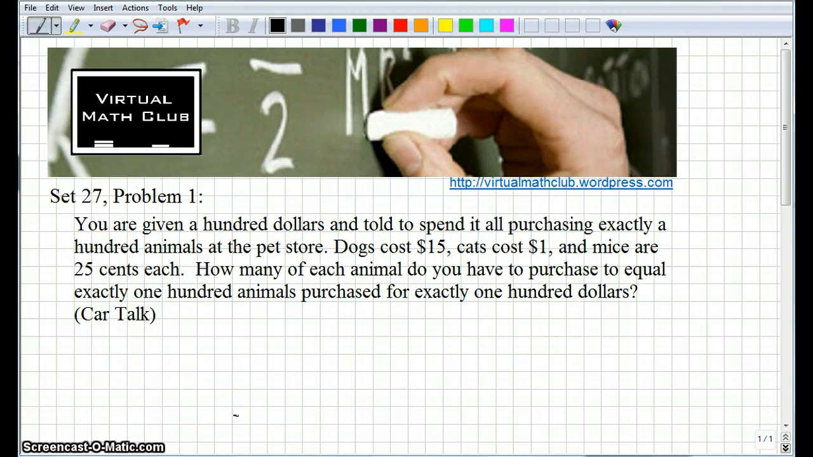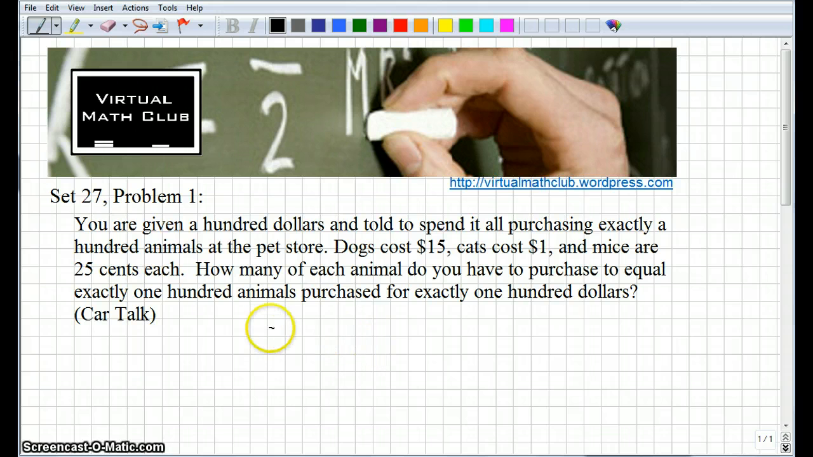All right, problem number 1. You are given $100 and told to spend it all purchasing exactly 100 animals at the pet store. Dogs cost $15, cats cost $1, and mice are 25 cents each. How many of each animal do you have to purchase to equal exactly 100 animals for exactly $100?